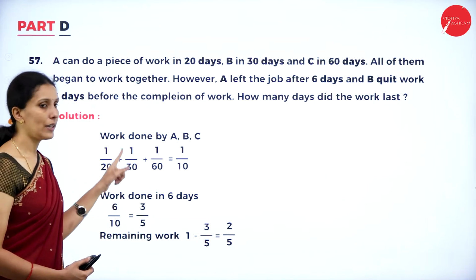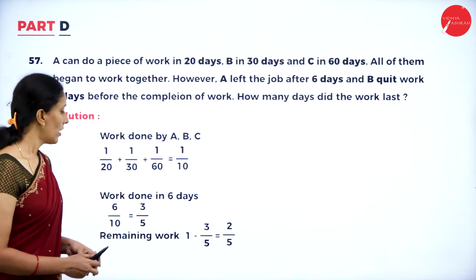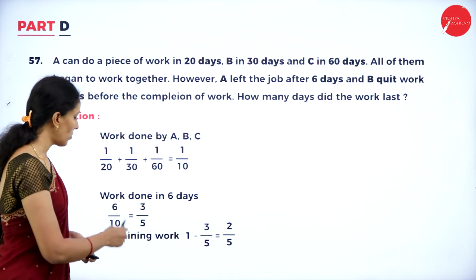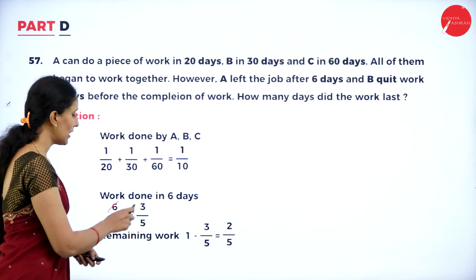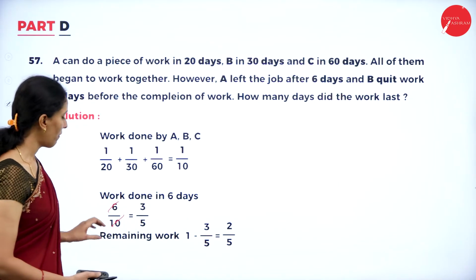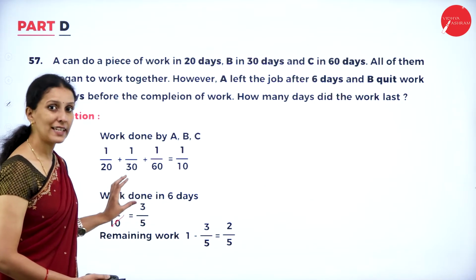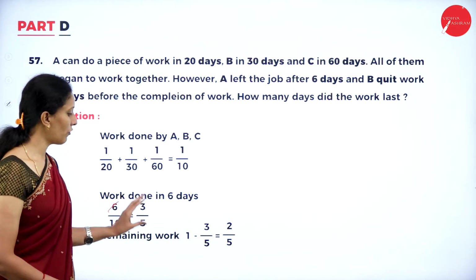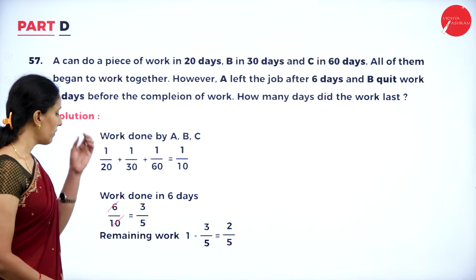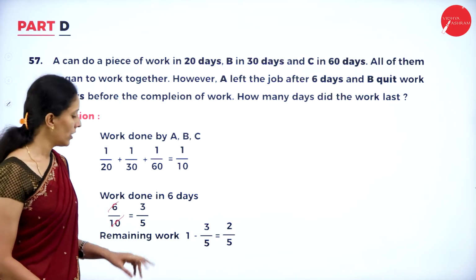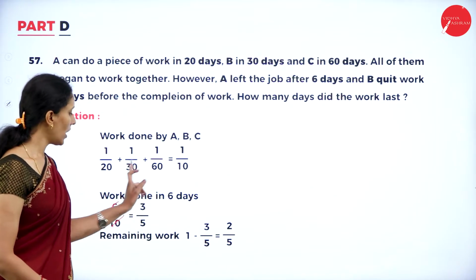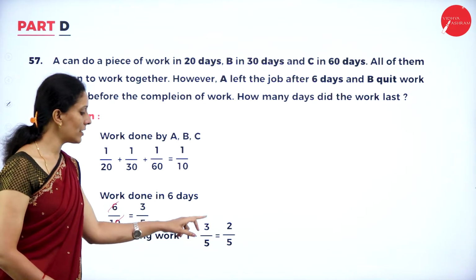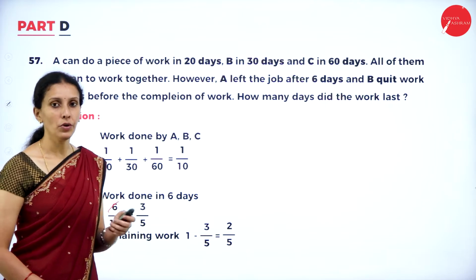Now, this is the work done by ABC in one day. The work done for 6 days is 6 into 1 by 10, so 6 by 10. When you cancel this, you will get 3 by 5. So this is the work done in 6 days. Now, we need to find the remaining work. If the work done in 6 days is 3 by 5, then the remaining work must be 1 minus 3 by 5, that is equal to 2 by 5.